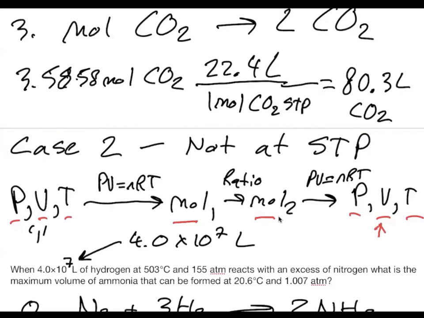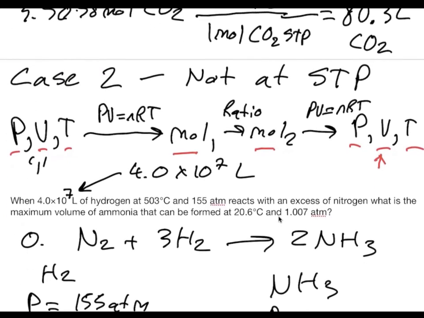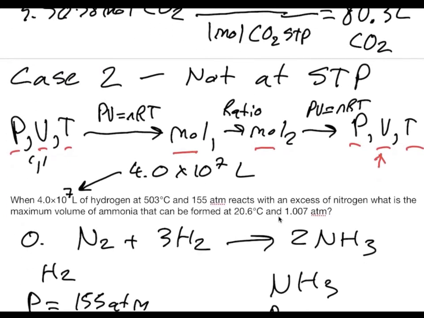Okay, so let's do a word problem for case two, not at STP. So when 4.0 times 10 to the 7 liters of hydrogen at 503 degrees Celsius and 155 atmospheres react with excess of nitrogen, what is the maximum volume of ammonia that can be formed at 20.6 degrees Celsius and 1.007 atmospheres? Okay, so there's a lot of numbers flying around here.